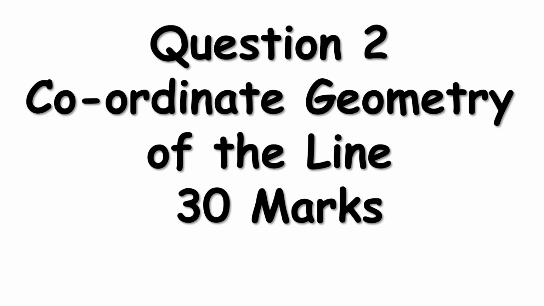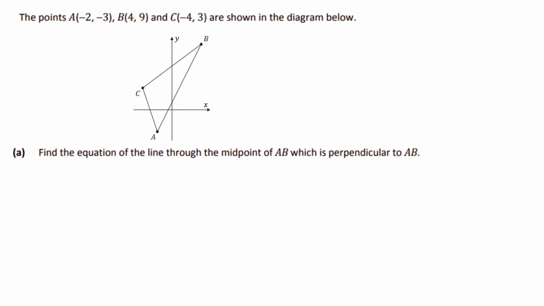Question 2 is a coordinate geometry of the line question, and it is worth 30 marks. So the points A, B, and C are shown in the diagram below. Find the equation of the line through the midpoint of AB, which is perpendicular to AB. So let's start with our points A and B. So I'm going to label these x1, y1, x2, y2.